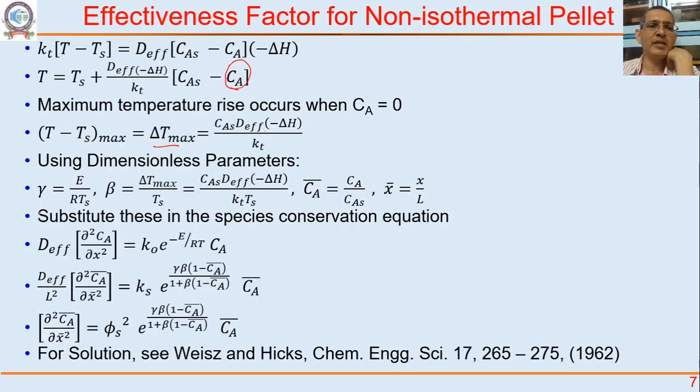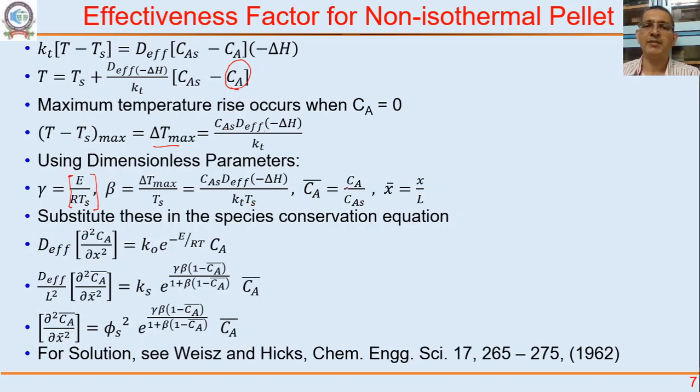Let's define some dimensionless parameters. Gamma is like a dimensionless energy of activation. We are defining it based on surface temperature. And if external mass transfer is unimportant, surface temperature and bulk temperature are the same. Beta would be delta T max by TS. So beta would be CAS, effective diffusivity, delta H, divided by KT, thermal conductivity, and TS.